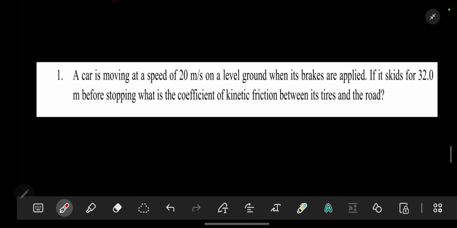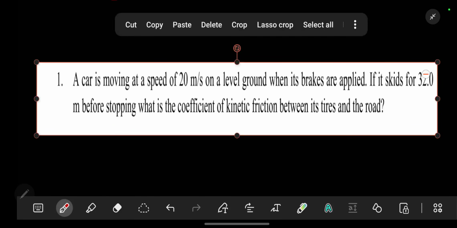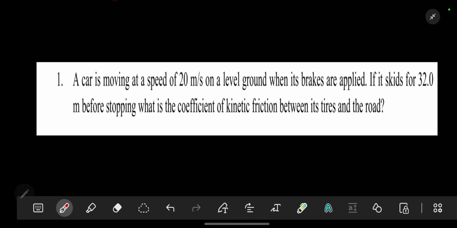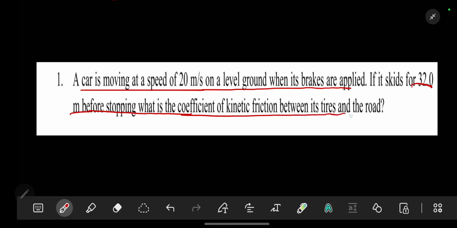With that concept introduced, it can also work very effectively on this question. We are told that a car is moving at a speed of 20 meters per second on level ground when its brakes are applied. If it skids for 32 meters before stopping, what is the coefficient of kinetic friction between its tires and the road? So using the same formula, the net work done is equal to the change in the kinetic energy.